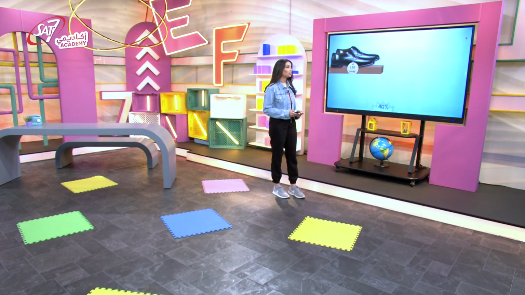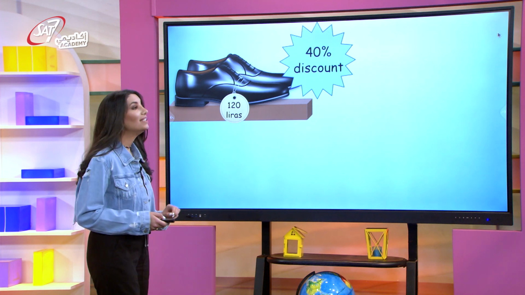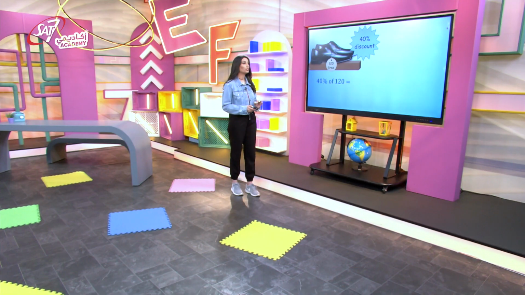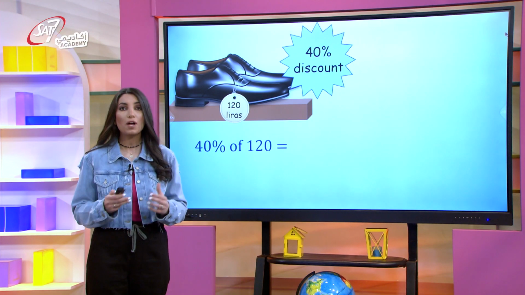Let's now get back to the question I asked you at the beginning. While Salim was at the mall, he saw a nice pair of shoes that he wanted to buy, and they cost 120 liras, but he only had 70 liras. Unfortunately, these shoes were on sale. There was a 40% discount. How much did they cost after the discount? Could Salim buy these shoes? First, let's find out how much 40% of 120 is, and then we need to deduct this amount from the original price.